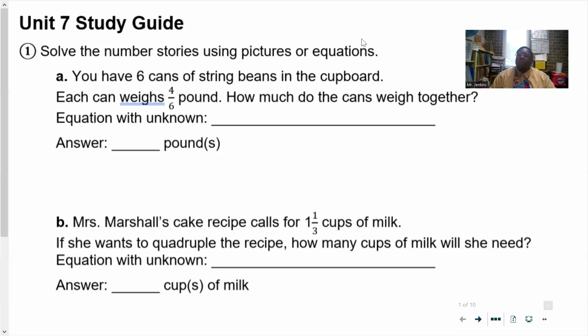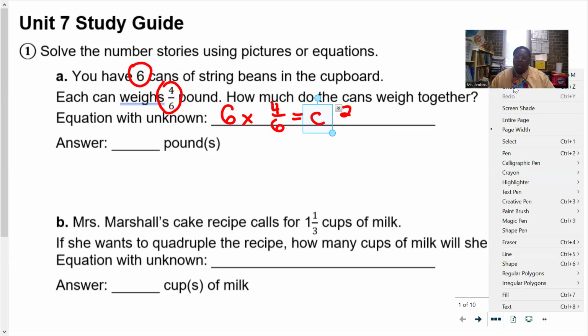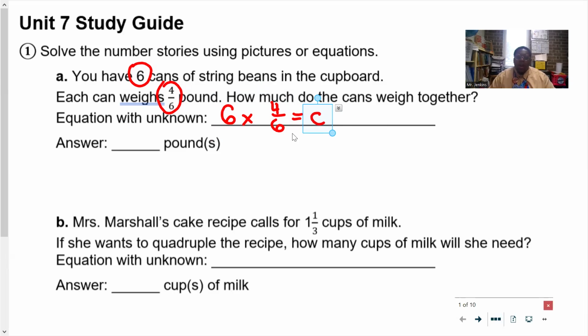The first thing I'm going to do is write an equation, but in order to write an equation, I need to understand that I have 6 cans or 6 groups of 4/6 of a pound. So since I have multiple 4/6 pound cans, I'm going to do 6 times the 4/6. Now, don't forget your variable. Let's use C for cans. So I'm going to do 6 times 4, and I'm going to keep my denominator the same. 6 times 4 is 24, and I'm going to keep my denominator as 6. So that is 24/6.